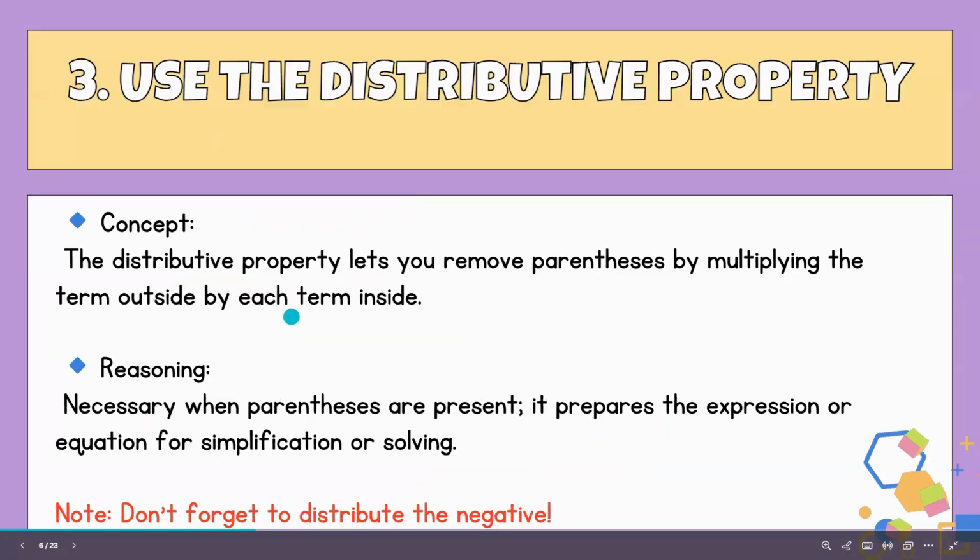Now, using the distributive property. How to use the distributive property in algebraic expressions or equations. The concept is the distributive property lets you remove parentheses, which just means brackets, by multiplying the term outside by each term inside. If there is a common term, it will help you remove the brackets by multiplying the common term outside by each term inside.